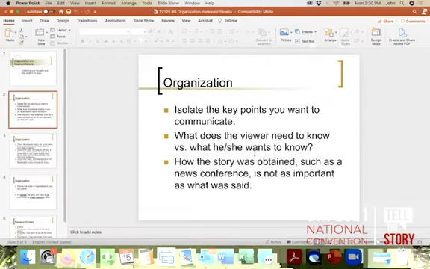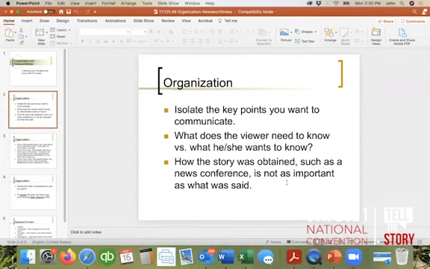Organization and newsworthiness: take all the facts that you gather for a story. You want to do the story and you're gathering all this information. You have all these facts, all these notes. Isolate the key points that you want to communicate. What does the viewer need to know versus what he or she wants to know? Make sure you're answering all their questions. How the story is obtained, such as a news conference, is not as important as what is said.